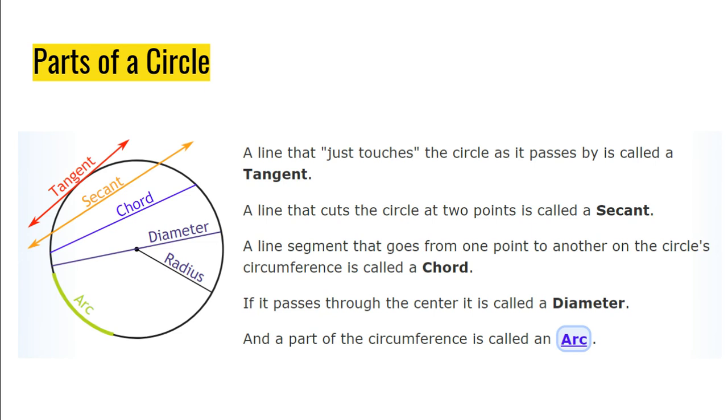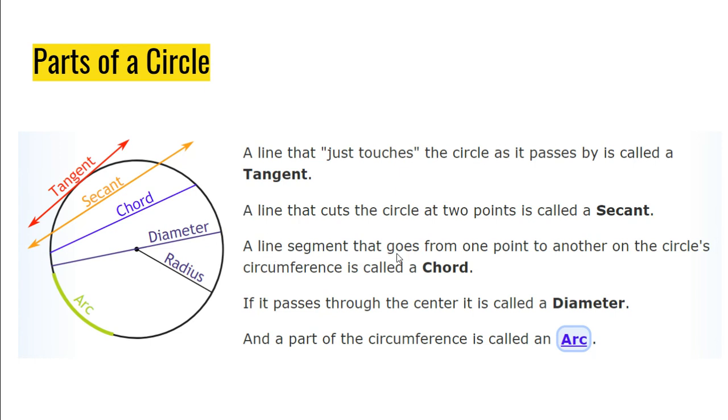All right, so we have this red line over here that is called the tangent line. A tangent line is a line that just touches the circle as it passes by. A line that cuts a circle at 2 points is called a secant. So this orange line is called a secant line. It cuts through the circle at 2 points.